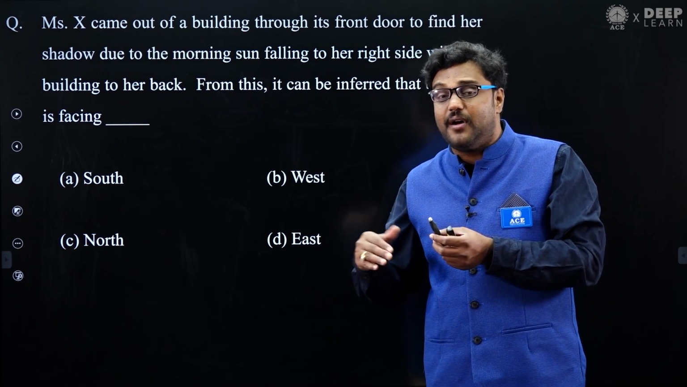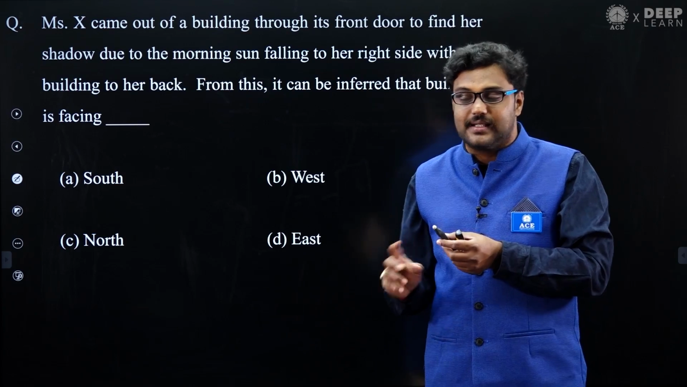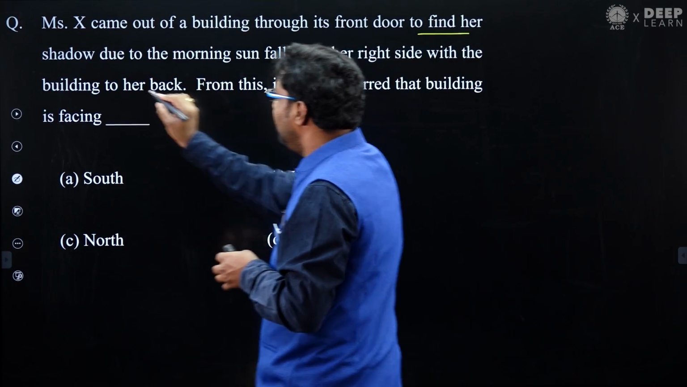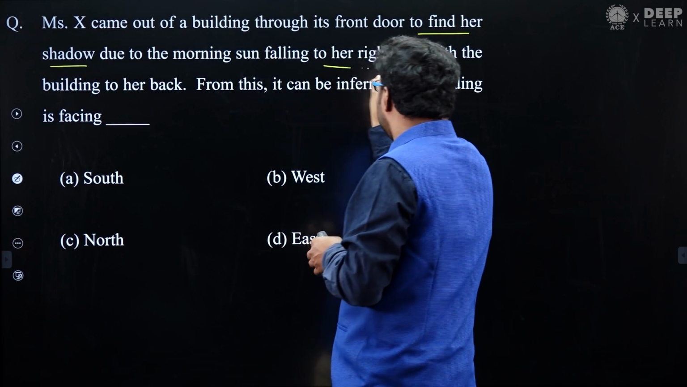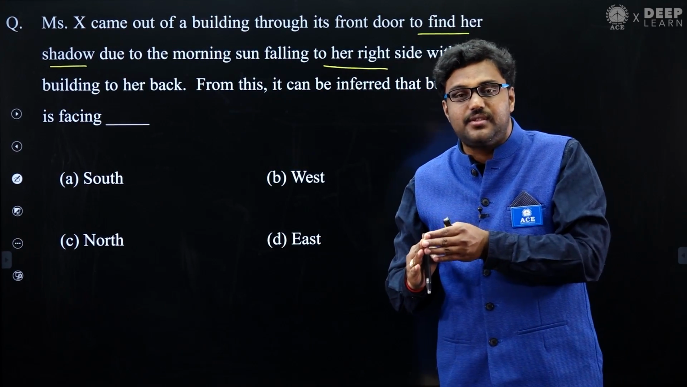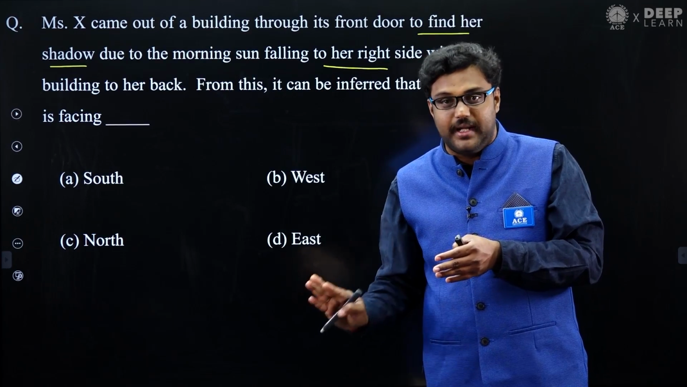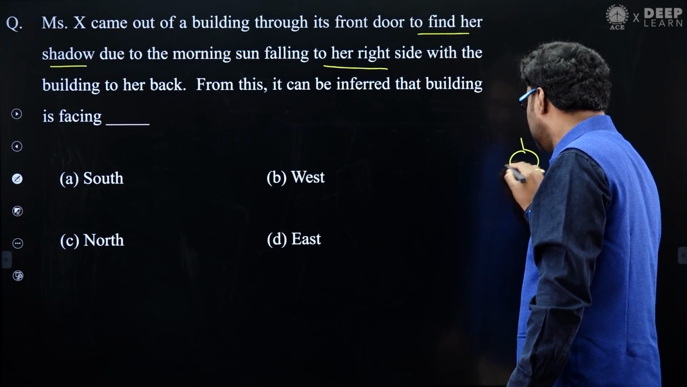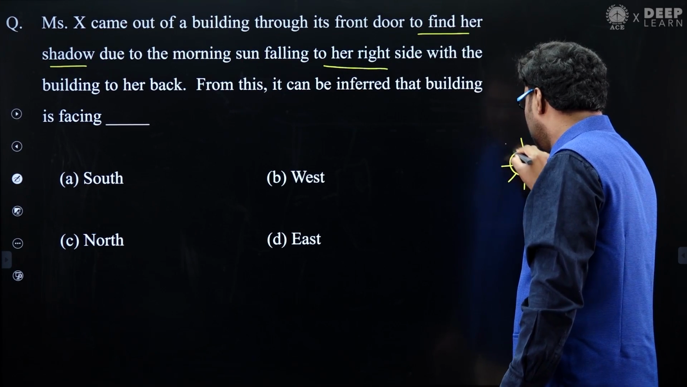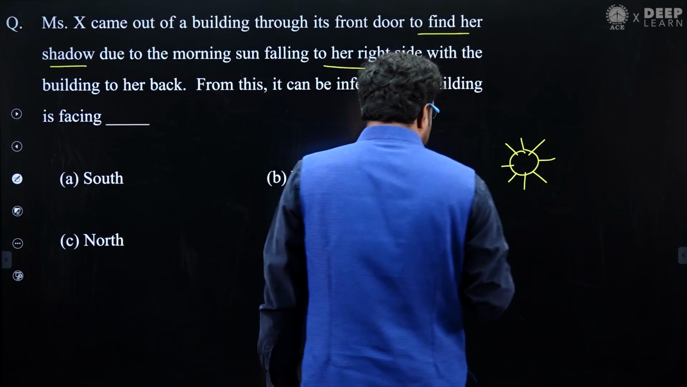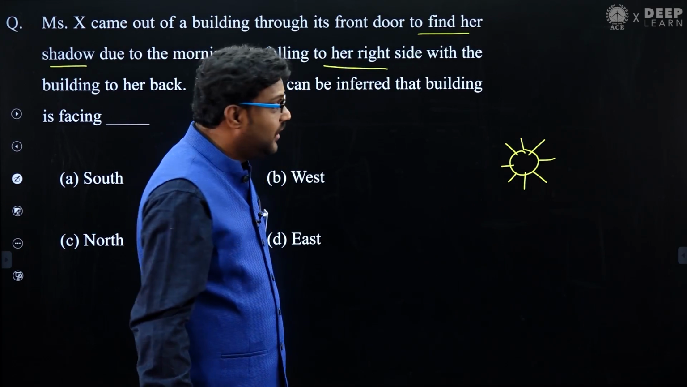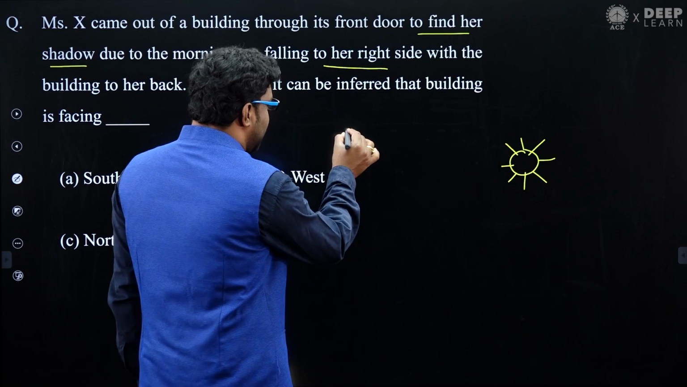Sun falling right is not correct actually. See what we can do: she is finding her shadow to her right. That you just try to understand. The shadow is to her right side and it is morning. When it is morning, my dear friends, you just see our directions concept. Deep learn our live classes, so this model shadow concept we discussed. This is morning and the shadow should be this side.